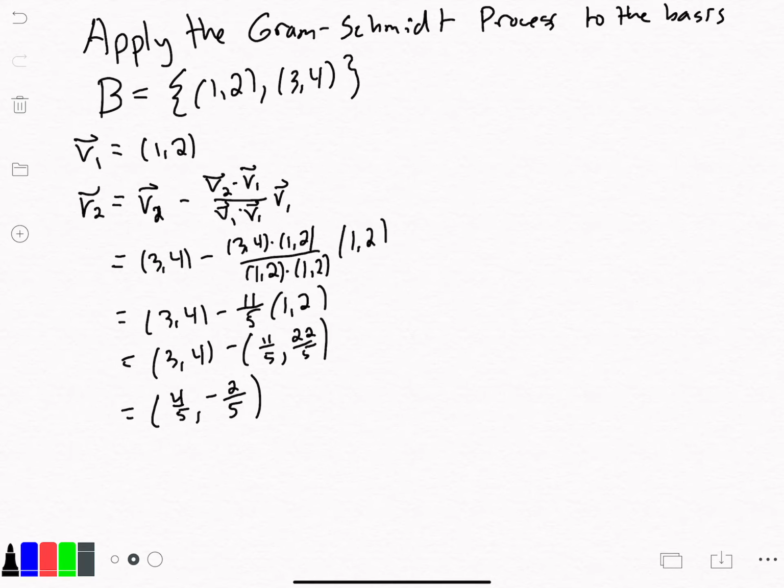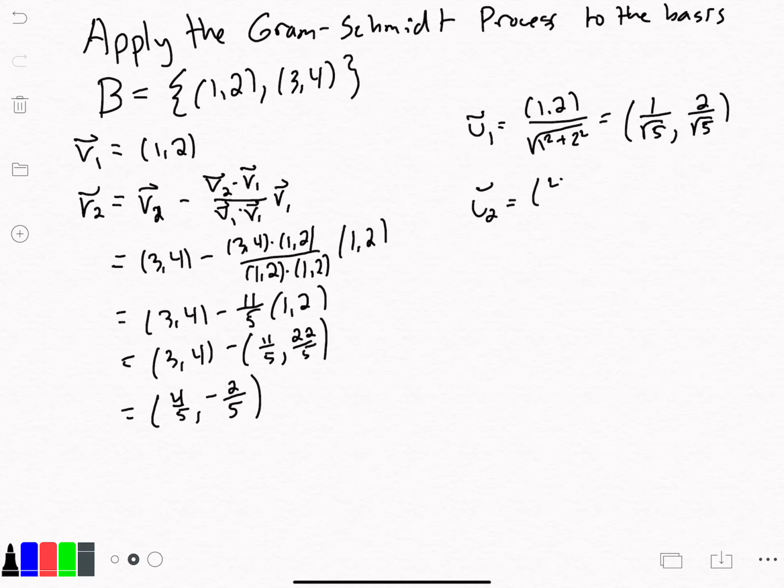These things are now perpendicular to each other, but they are not normalized. They are not unit vectors, which means this is not an orthonormal basis. So now we have to go ahead and make it into an orthonormal basis. And the way we do that is by taking each one of the vectors that we've got and making them into unit length by dividing by their current length. And so we get 1 over root 5 and 2 over root 5.